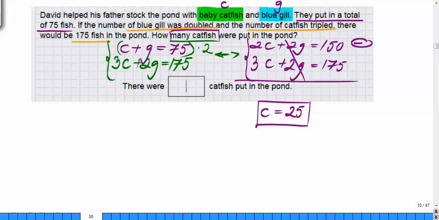The problem doesn't care how many bluegill were added, although you can say right away that there were 50. You have answered the question that asks you to find the number of catfish. 25 catfish were added to the pond.